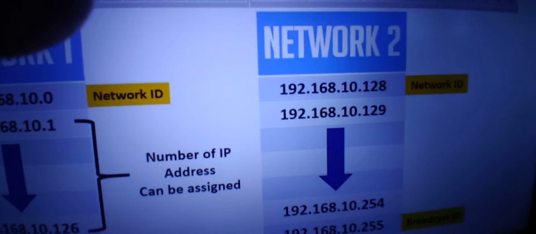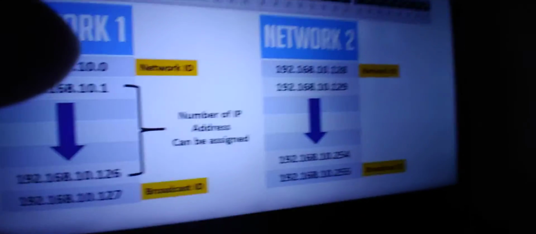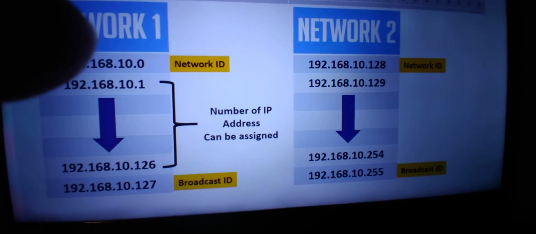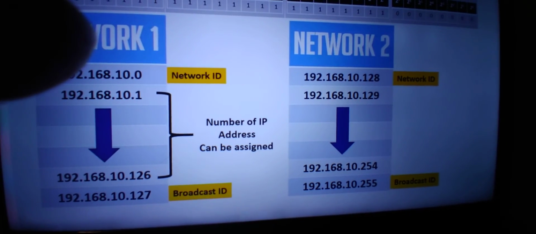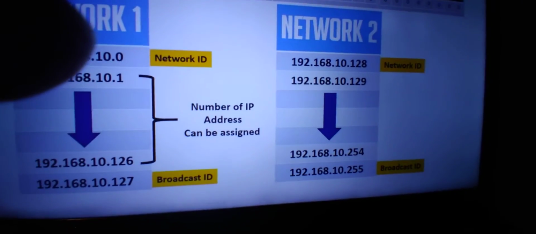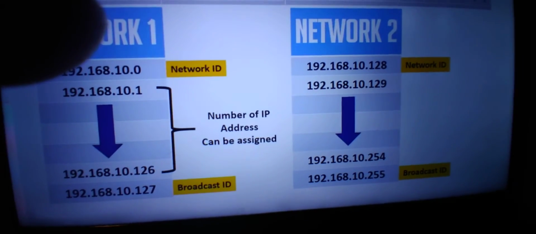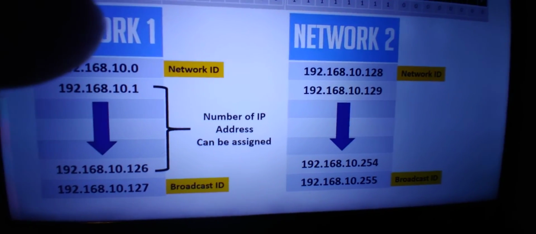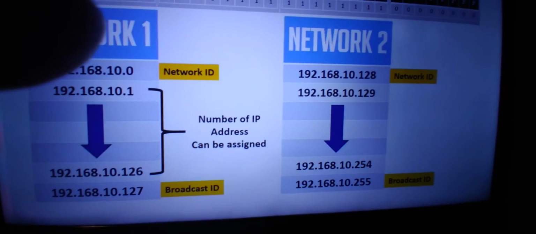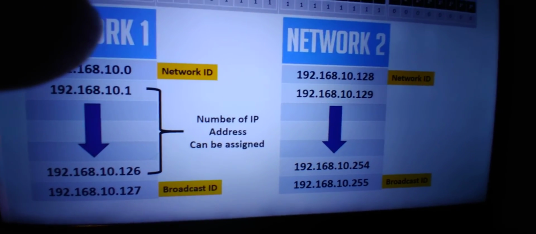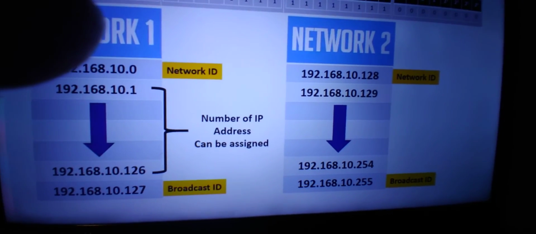So the network ID will be 192.168.10.128, and the in-betweens, the IP addresses that can be assigned, will be 192.168.10.129 through 192.168.10.254.